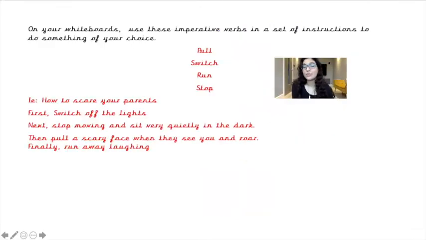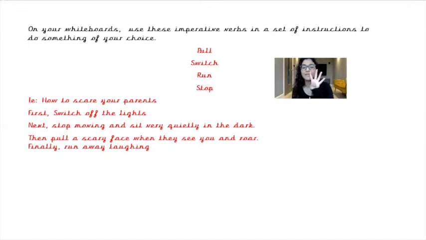Now, what I would like for you to do is to grab a whiteboard, and if you don't have a whiteboard, you can grab a piece of paper and a pencil. You're going to use the imperative verbs that I give you in a set of instructions to do something of your choice. So the imperative verbs are pull, switch, run, and stop.